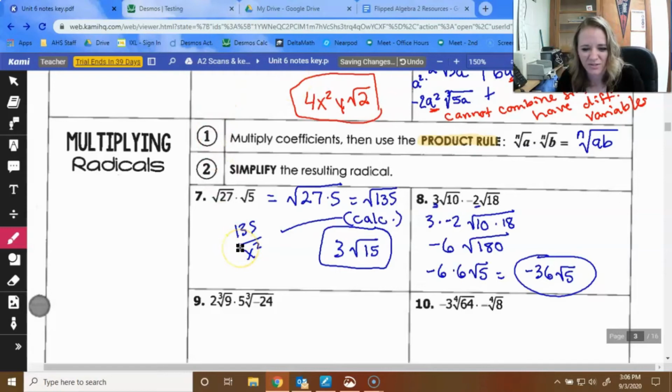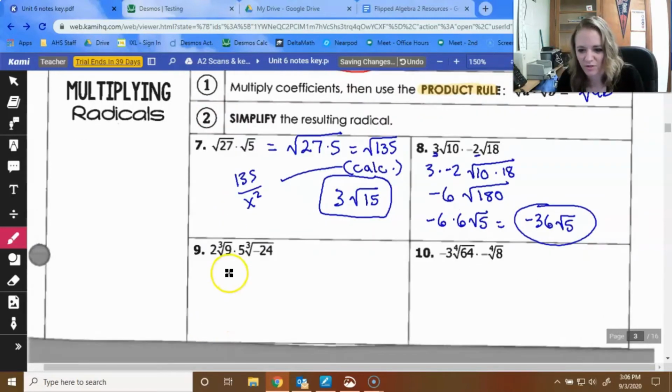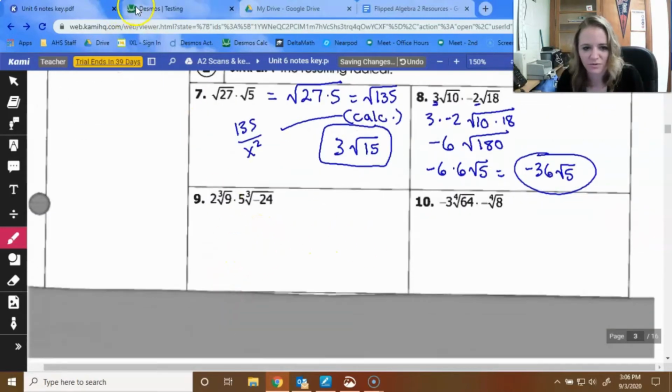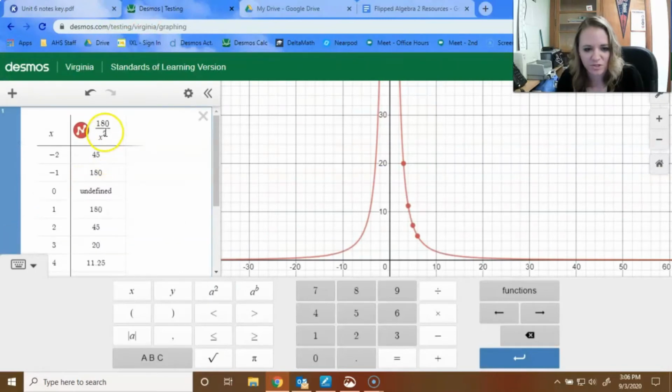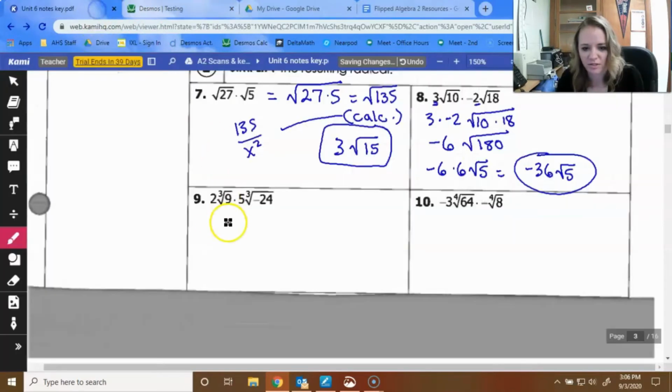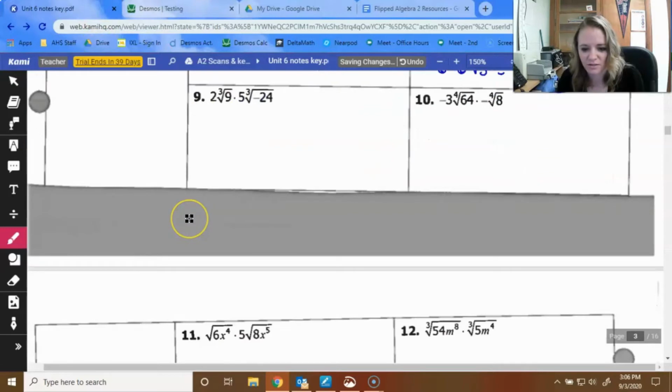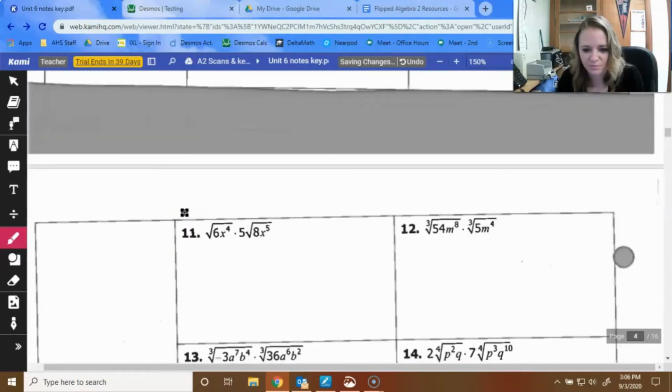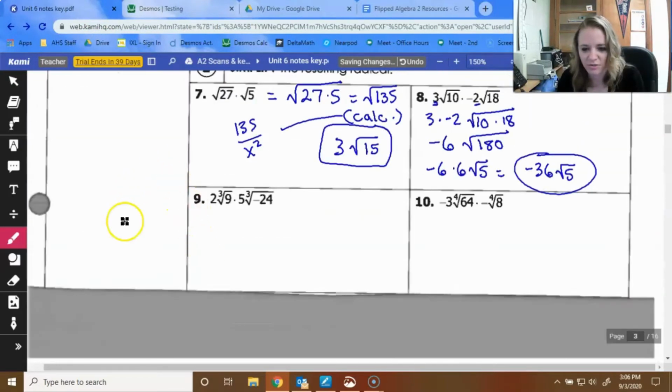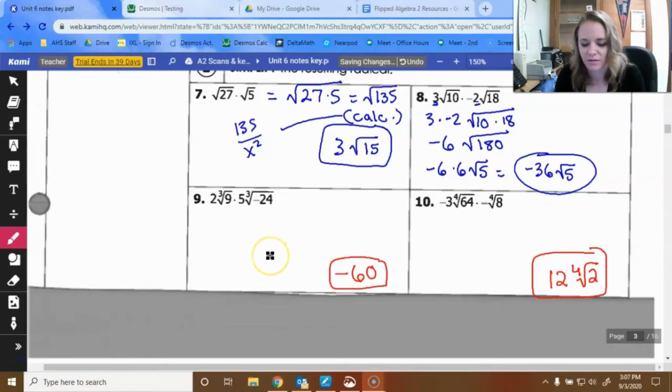Not too bad, hopefully, right? So then we got some third root ones and fourth root ones, so you just got to be careful to change this x squared to x to the third and x to the fourth. But otherwise, I think you'll be alright on those. Alright, why don't you try those two, 9 and 10, on your own. I will pause the video, and then when you are ready, you can press play to see the answers. Alright, here you go. Number 9 is negative 60, and number 10 is 12 times the fourth root of 2.